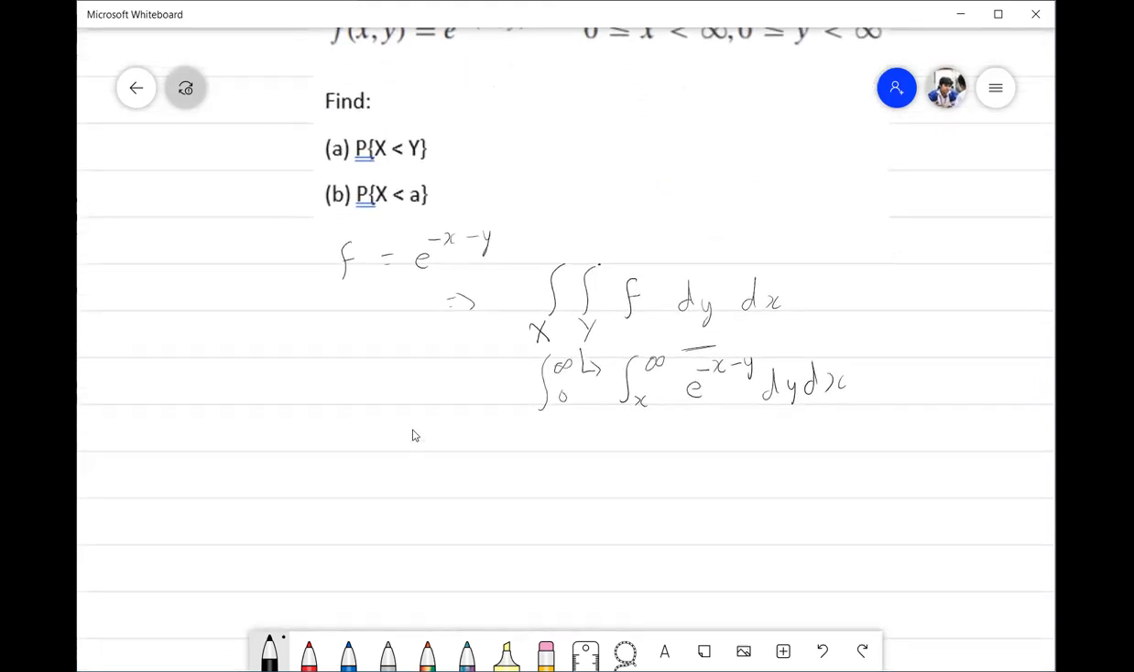Now, how do I go about this? I'm going to integrate this with respect to y. So e to the minus x minus y, there will be a minus sign here, and everything else will stay the same. And the limits will be from x till infinity. And after whatever integral value I get, after I get the limit values, I have to later integrate this with respect to x.